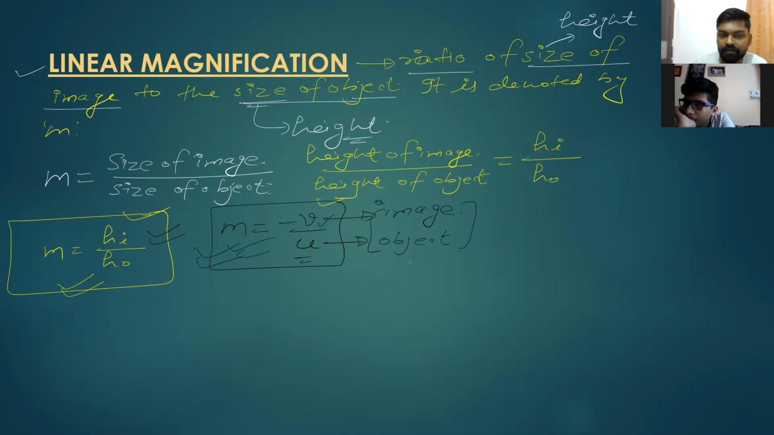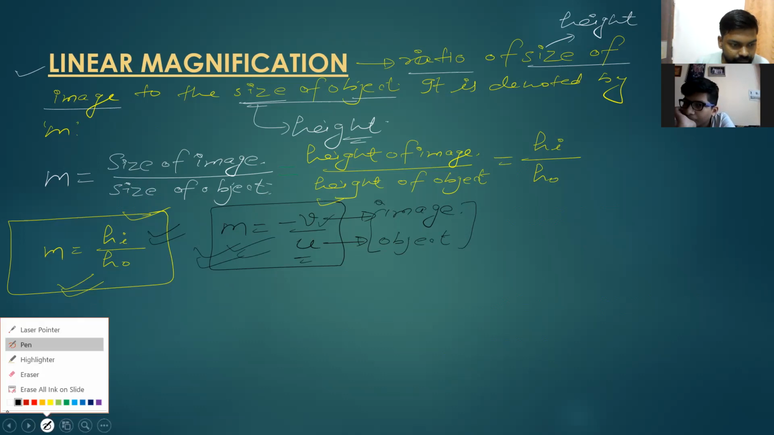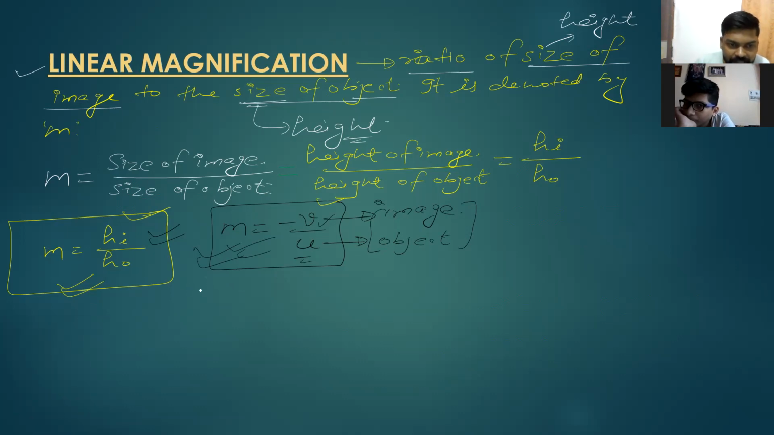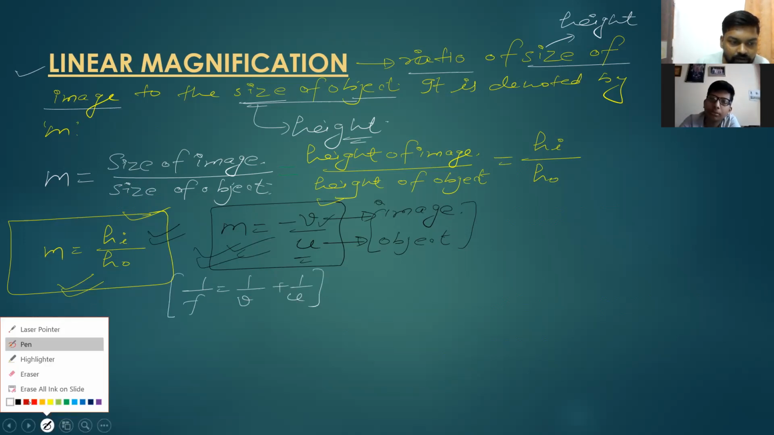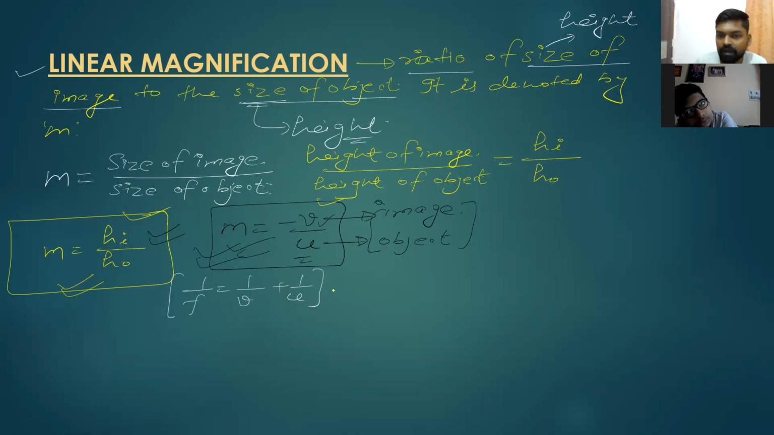Now we are finding some other formula. So listen. As we know that 1 upon f is equal to 1 upon v plus 1 upon u. Which formula is this? Mirror formula. This is known as mirror formula. If we multiply the equation by u, both sides, it can be written as u upon f is equal to u upon v plus u upon u.